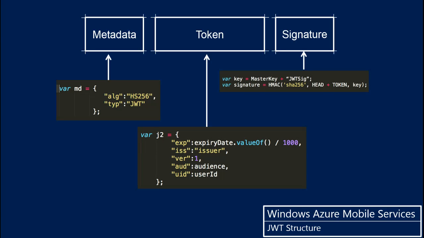So if I were to go in there and change UID, for example, then the server will reject that token because the signatures will not match. And the way the signatures are done is through the master key in Azure Mobile Services. That's like the shared secret between Auth0, the issuer of tokens, and Azure Mobile Services.